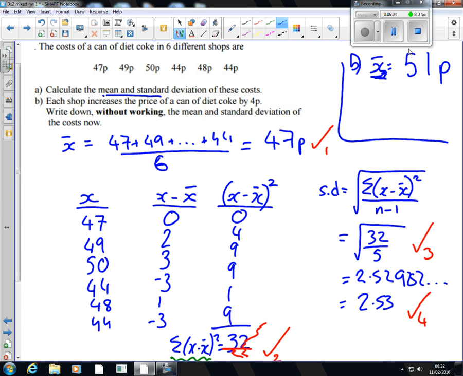Okay, it's similar to range, how far apart are they? Now if they all go up by 4 pence, they're all going to be the same distance from each other, so the standard deviation isn't actually going to change. So that's going to stay as 2.53, and for that one there, you're getting a mark for knowing the mean's going up to 51 pence, and a mark for knowing the standard deviation stays the same. Okay, so can you mark that there?